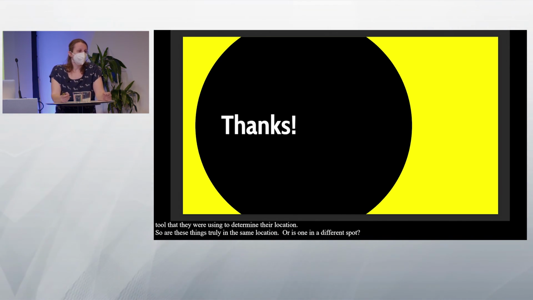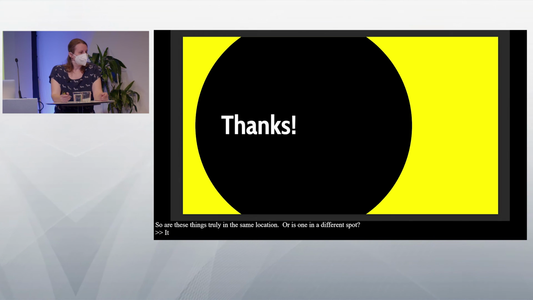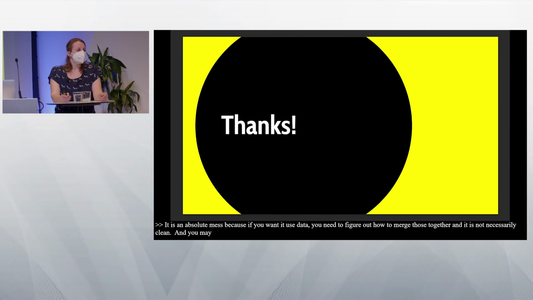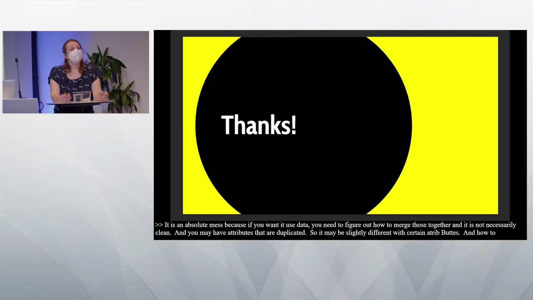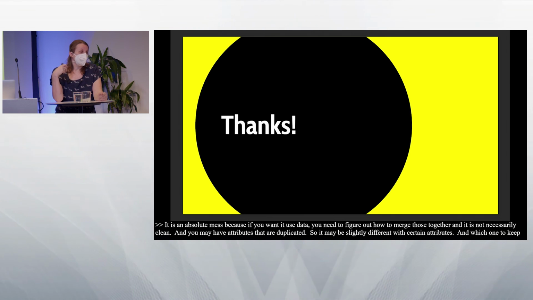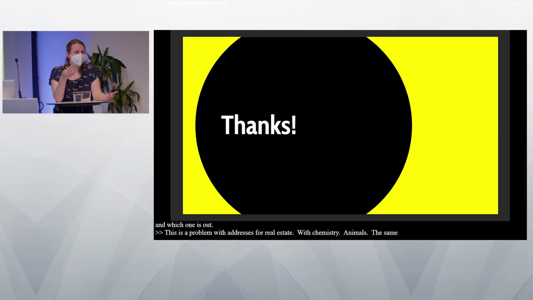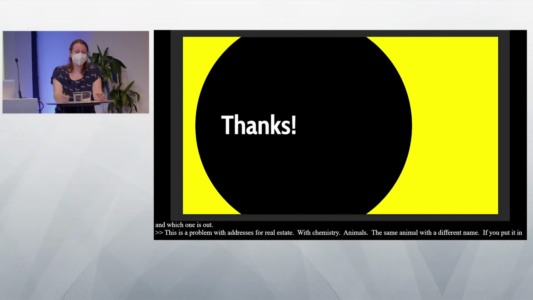Yeah, it's an absolute mess, because then if you want to use the data, you need to figure out how to merge those together, and it's not necessarily clean. You may have attributes that are duplicated, slightly different with certain attributes, and how do you choose which one to keep and which one to throw out? This is a problem with people, with addresses, with real estate, with chemistry. Animals, the same animal has different names, so if you put it in the database, it looks like two animals, but it's the same animal.